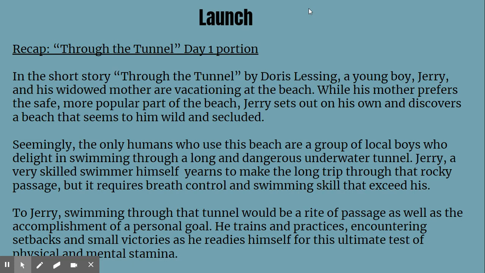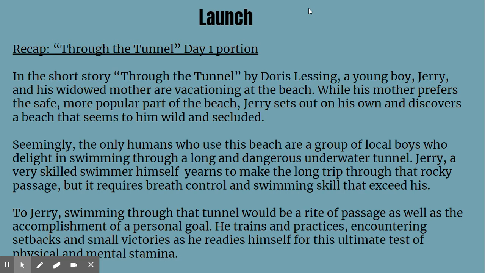Let's recap what we've read already from part one of Through the Tunnel. In the short story, Through the Tunnel by Doris Lessing, a young boy, Jerry, and his widowed mother are vacationing at the beach. While his mother prefers the safe, more popular part of the beach, Jerry sets out on his own and discovers a beach that seems to him wild and secluded. Seemingly, the only humans who use this beach are a group of local boys who delight in swimming through a long and dangerous underwater tunnel.